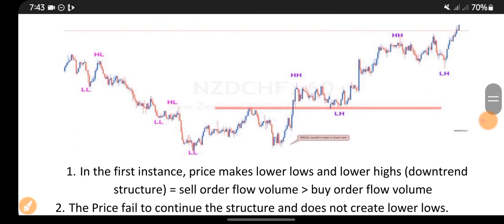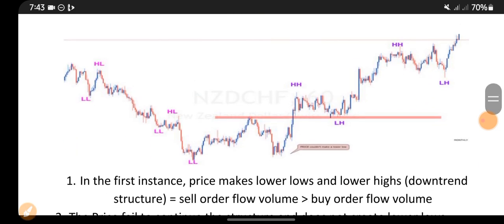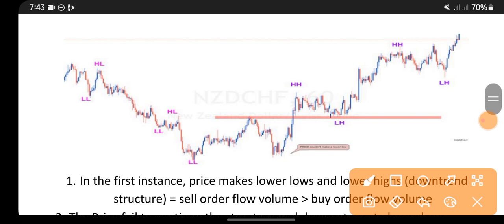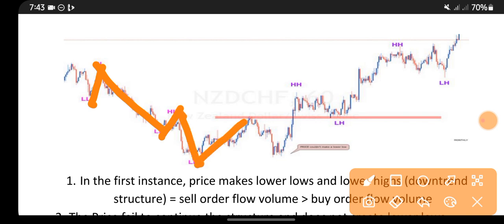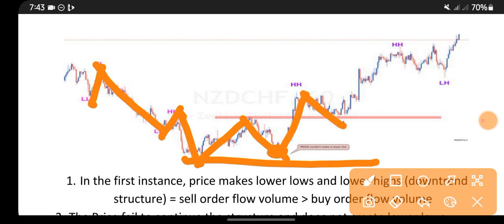Okay, so now a textbook example again. We have a series of lower highs, lower low, lower high, lower low, lower high, lower low. It wasn't able to break this one. So now this one changes into a higher low, higher high, higher low, higher high, higher low, higher high. I hope you guys understand how to identify a trend change.